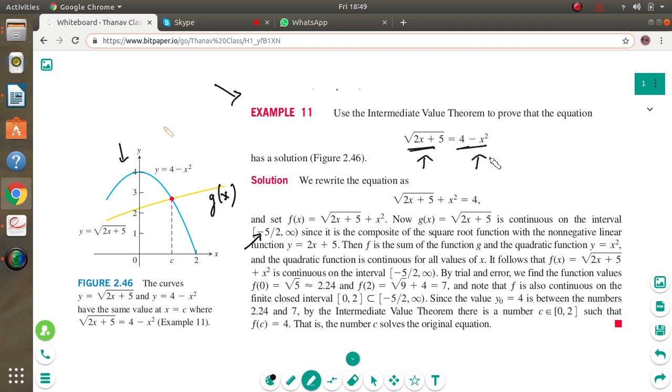Are you getting my point? Whenever we equate the mathematical equations of two functions, we get the point of intersection. I'm again repeating, whenever we equate the mathematical equations of two functions, we get the point of intersection. Now here we equate 4 minus x squared and square root of 2x plus 5. We get here the point of intersection.